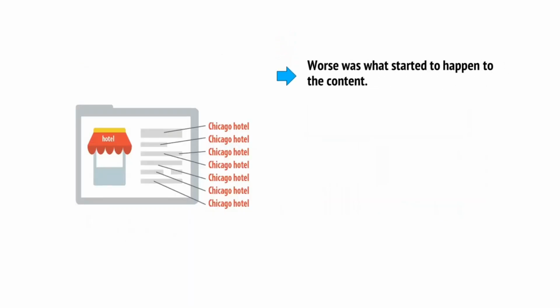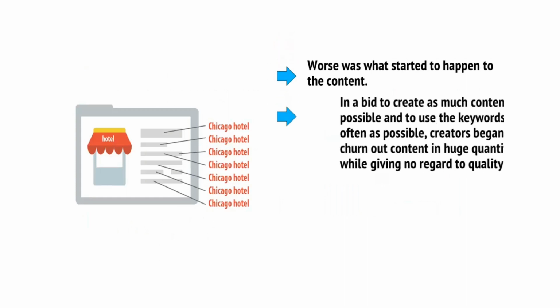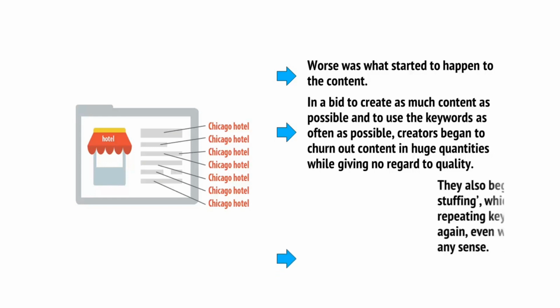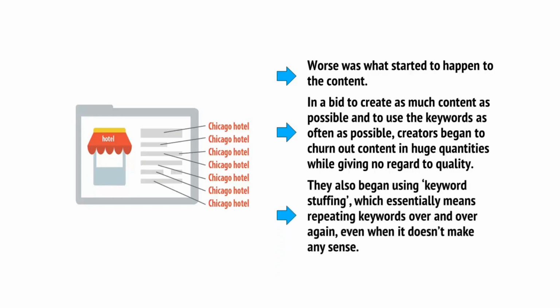Worse was what started to happen to content. In a bid to create as much content as possible and to use the keywords as often as possible, creators began to churn out content in huge quantities while giving no regard to quality. They also began using keyword stuffing, which essentially means repeating keywords over and over again, even when it doesn't make any sense.